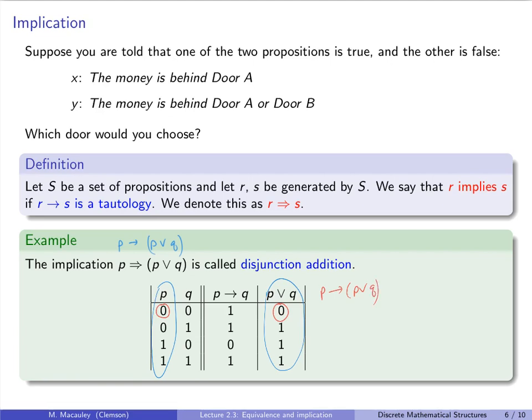That is indeed 1. Similarly, if P is 0 and P or Q is 0, 0 implies 1. That is also true. And 1 implies 1 is true, and 1 implies 1 is true, and so that is indeed a tautology. Here it is cleaned up, and because this is a tautology, in other words, all 1s in the truth table, we say that P implies P or Q.